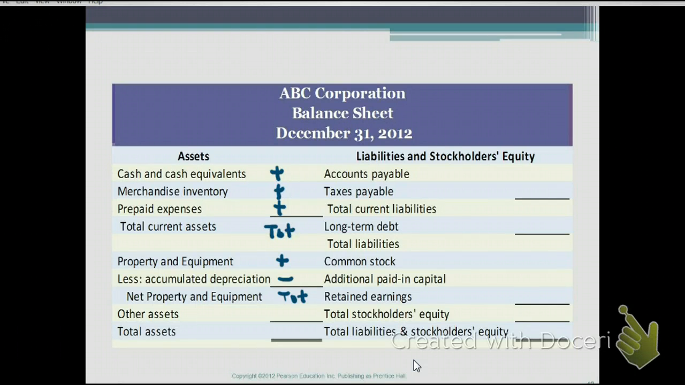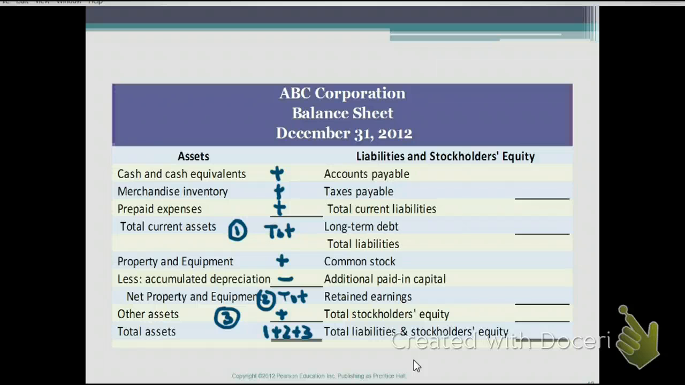The next is other assets. Basically, those would be the long-term investments or anything that doesn't fit into the current assets category. Finally, to get total assets, you are going to add up your total current assets, your property and equipment, and other assets, and that will give you your total assets.